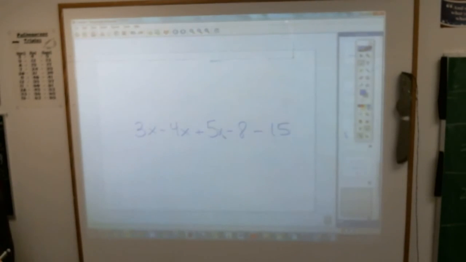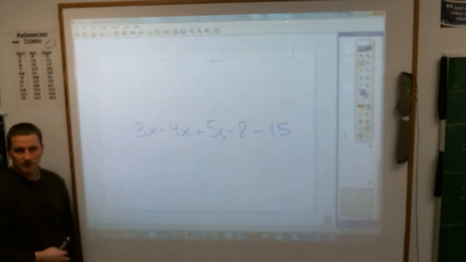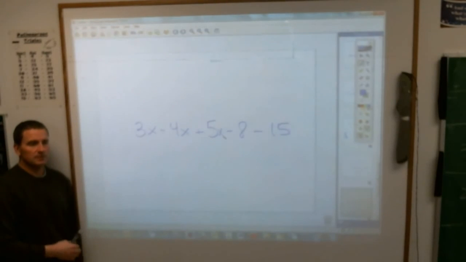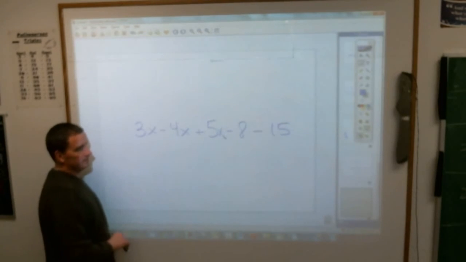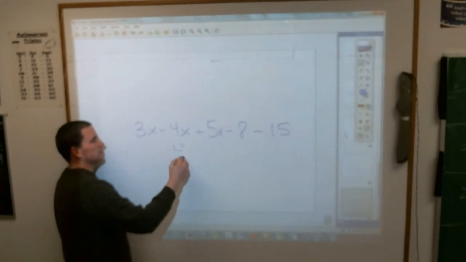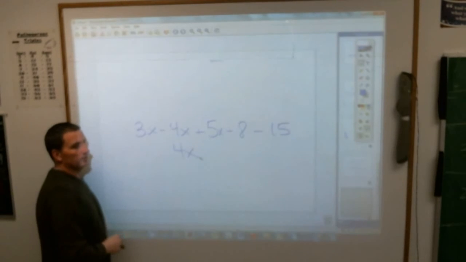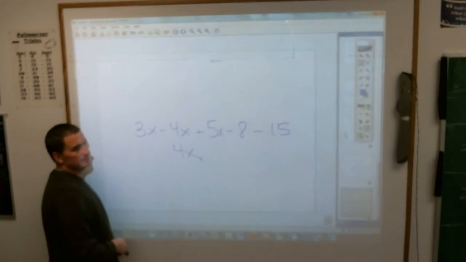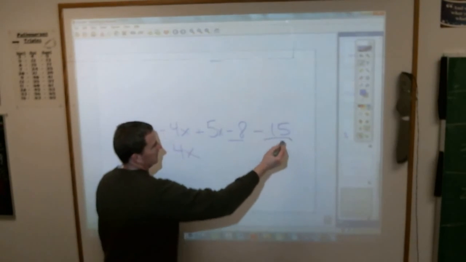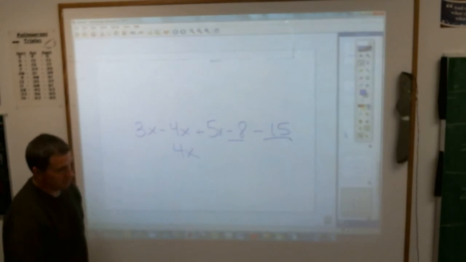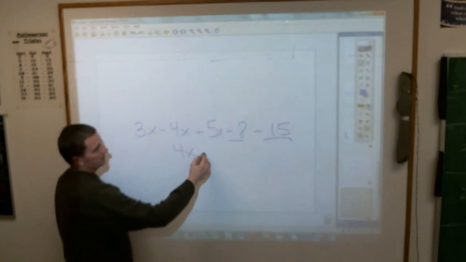Who's got a shot at this? What's my x total? Thank you very much. What's my number total? Combining two negative numbers gives you a bigger negative than you started with. That's going to be -23.